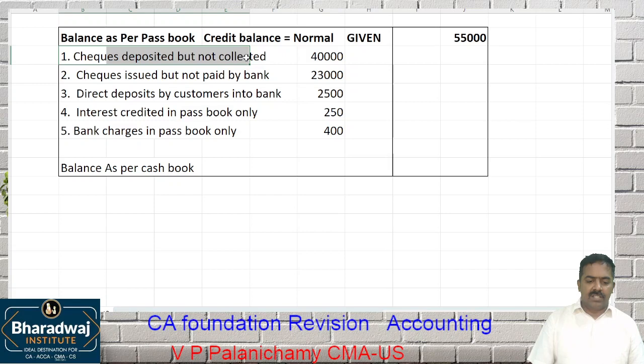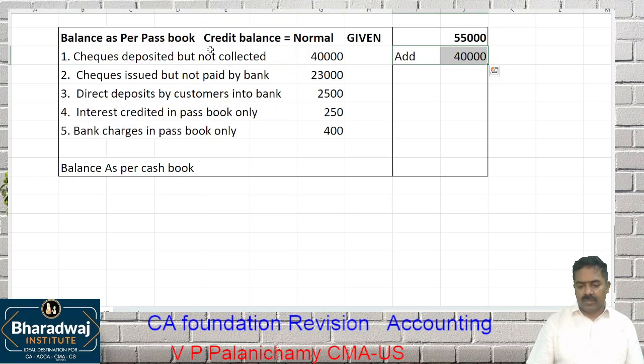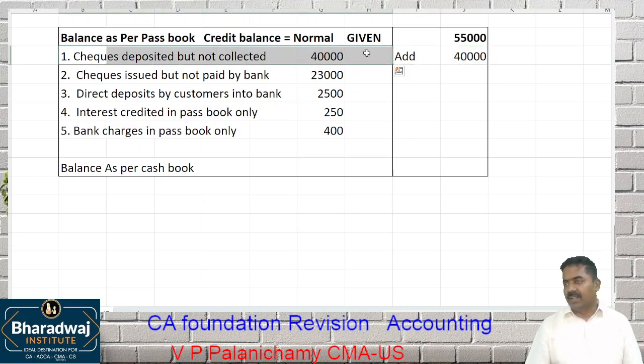Look at this. Checks deposited but not collected. While depositing the check, what would the customer have done? They would have added. The customer would have added, so we also have to add it. Once again, who are we? Banker. According to the customer, we have to adjust. So checks deposited but not collected: the customer would have added, let us also add it.